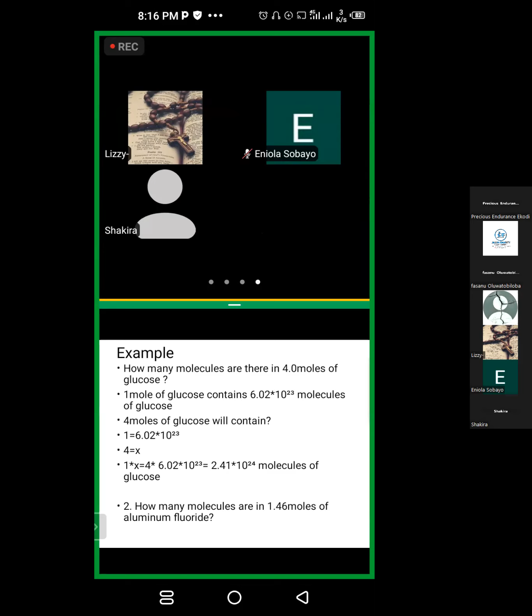How many molecules do we have? How many molecules of aluminum fluoride do we have in 1 mole of it?